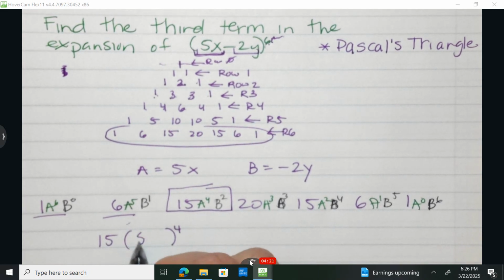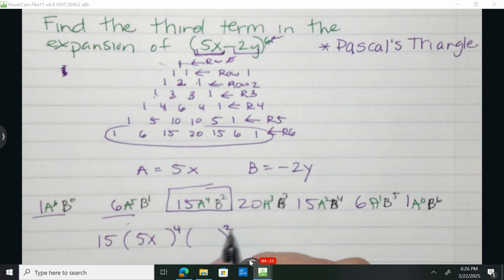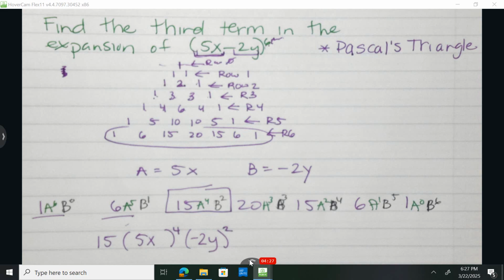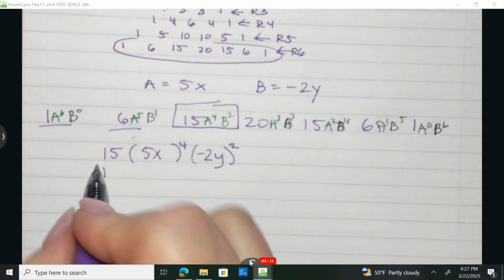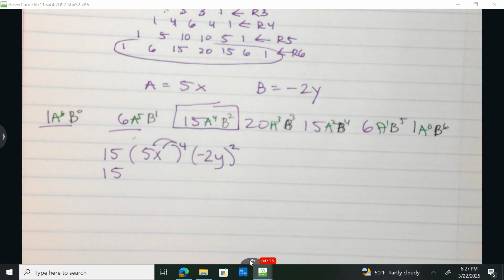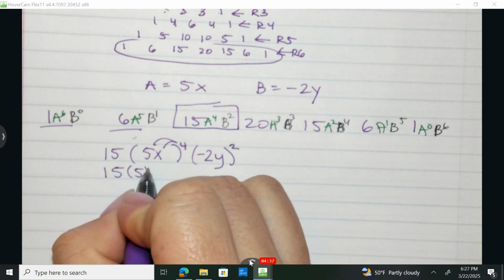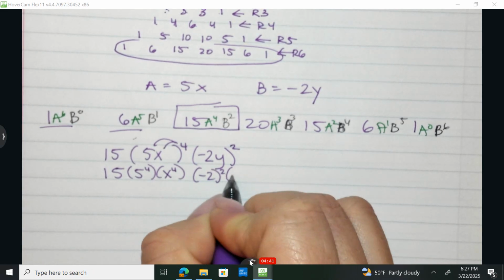Now what is a? It's 5 to the x. And then it's b to the 2nd. So b to the 2nd, what is b? It's negative 2y. Okay, so I have here, if I move this up, I have 15, and then I have to share this, if you remember this rule about exponents. So it's going to be 5 to the 4th and x to the 4th, and negative 2 squared and y squared.